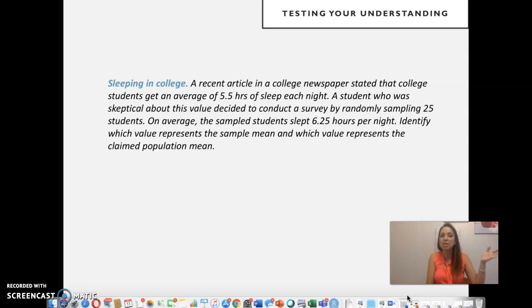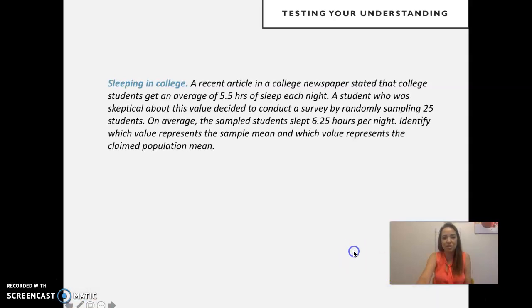It would be the mean if I were to assess the sleep patterns of every one of the college students. We tend not to do that, so we tend to try and estimate that population mean from samples, right? And in that particular sample that the student took, the average hours of sleep was 6.25. All right.